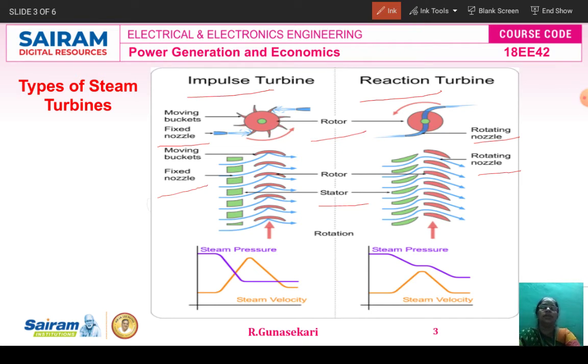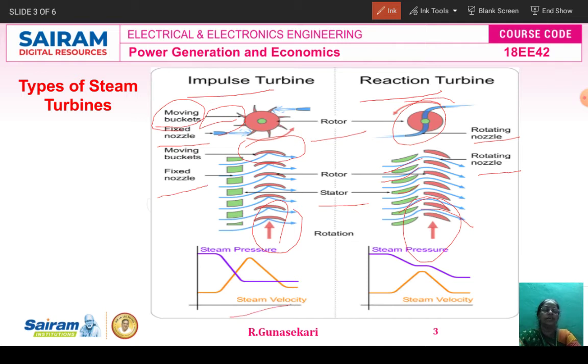Then the impulse turbine consists of moving buckets. So these are the buckets indicated in the diagram, and this is the rotor. Those are the blades of the reaction turbine. In this case, the elliptical shape is nothing but the moving buckets, and in between the fixed nozzle is there. Here also the rotor blades are like this, elliptical shapes with the nozzle in between. This is the direction of rotation of both the impulse and reaction turbine.